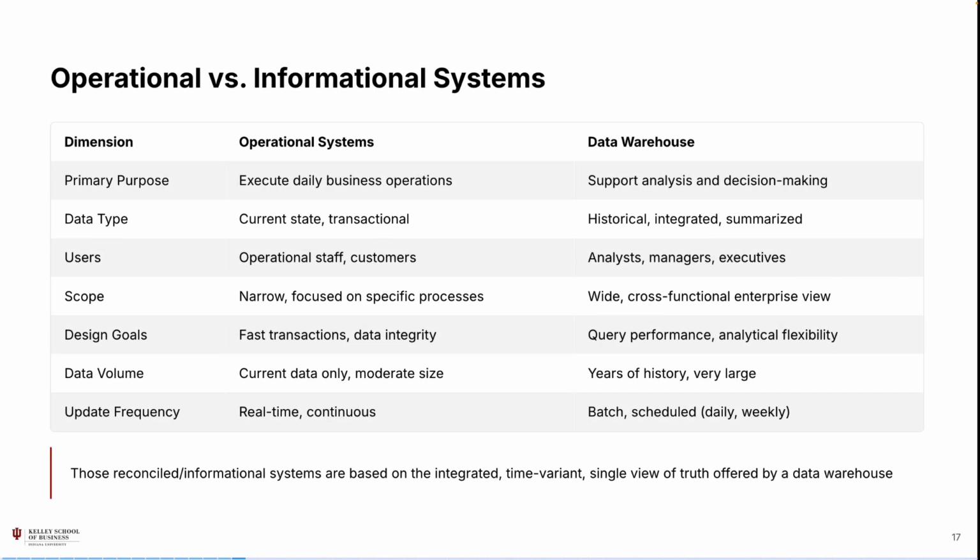So I have a side-by-side comparison of operational systems versus informational systems, and a data warehouse is an informational system. Operational systems exist to execute daily operations using current transactional data with the goal of fast transactions. On the other side, data warehouses exist to support analysis and decision-making using historical integrated data with the goal of query performance.